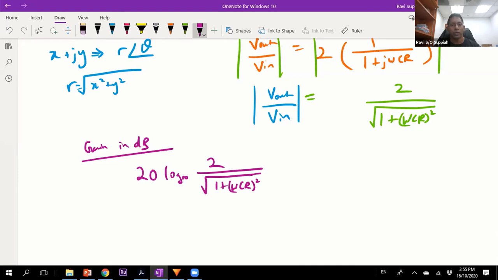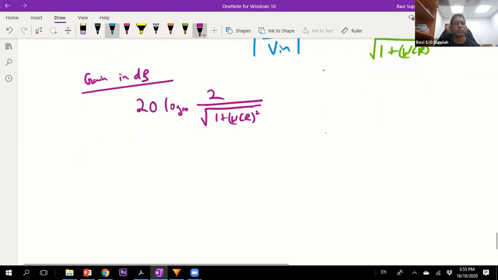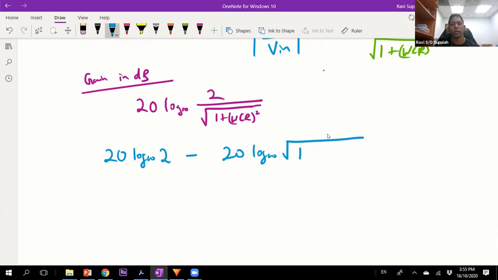Now let's look at this in a bit more detail. We can break it up into two parts: 20 log to the base 10 of 2, subtract 20 log to the base 10 of the square root of 1 plus (omega CR) squared. So this is the total gain.